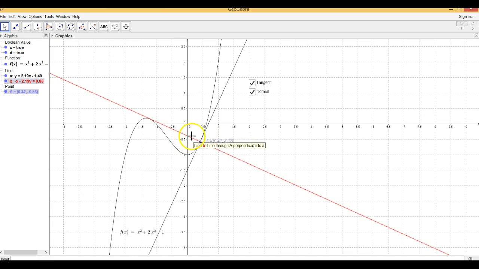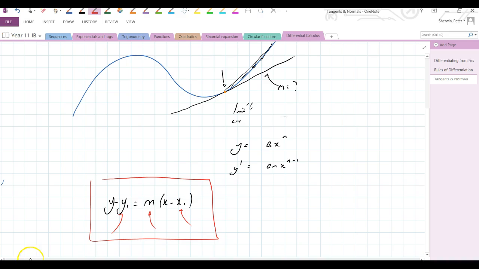Well, the relationship between perpendicular lines is that their gradients are the negative reciprocals of each other. Their product is minus 1. Let's just get all that down.